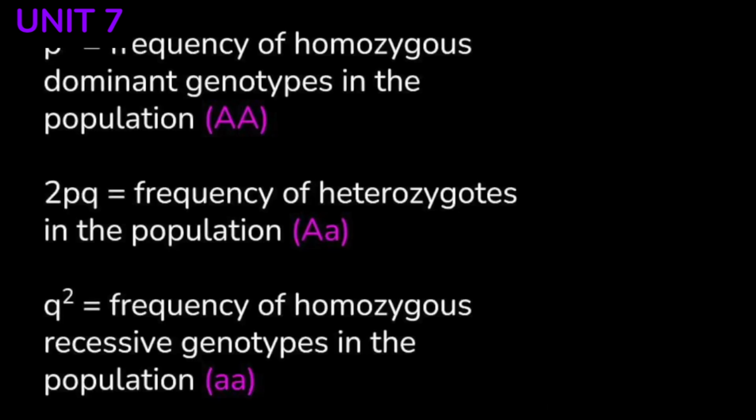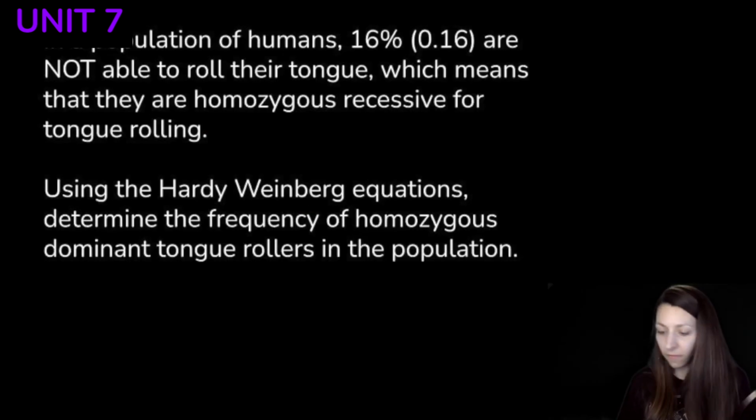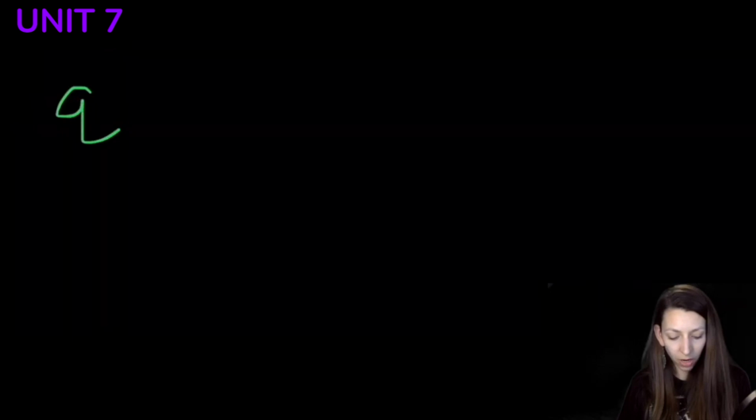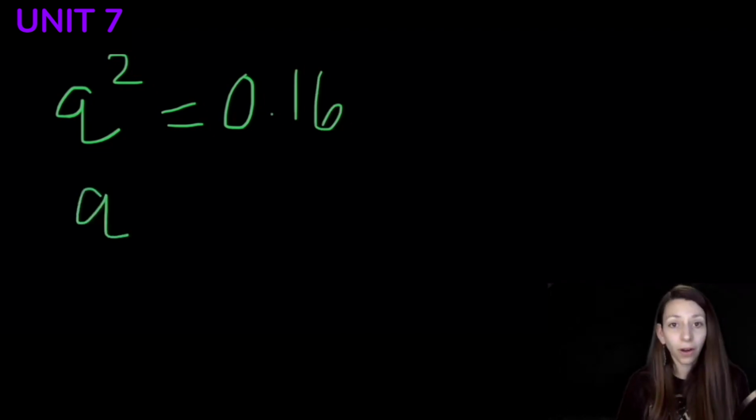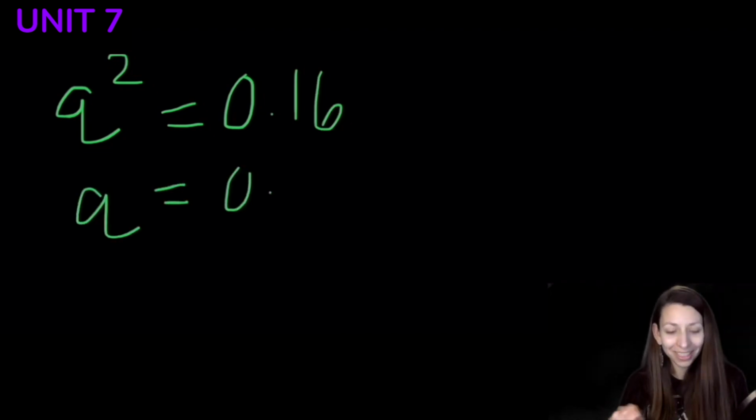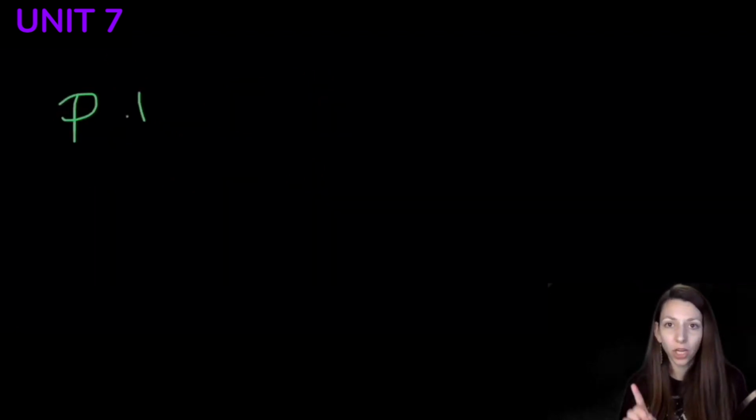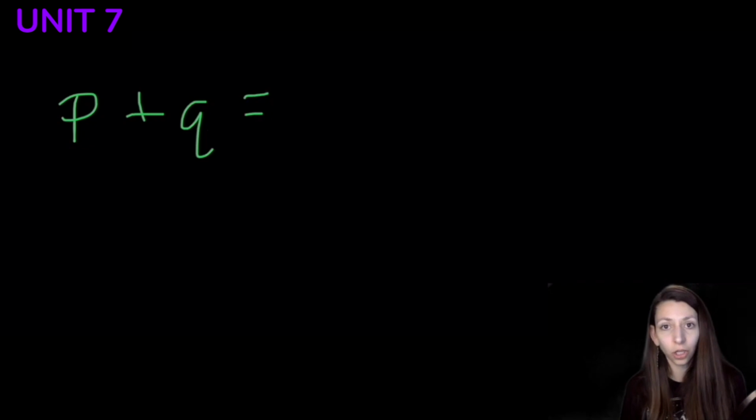So in order to figure out how to solve this problem, we need to know what it's asking. The frequency of homozygous dominant genotypes in the population, if we look back at our key, is P squared. So we're solving for P squared. We already know something in this problem though. The one variable we already know is Q squared in this situation. That is going to be a frequency of 0.16. The next variable we know we can figure out by just square rooting Q squared to get Q, and that'll give us 0.4. Now we can use that first equation, P plus Q equals 1, to determine P.